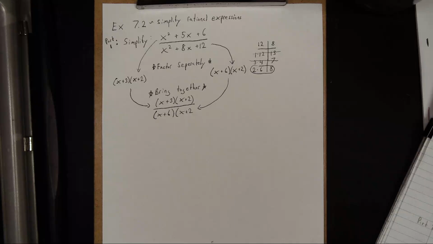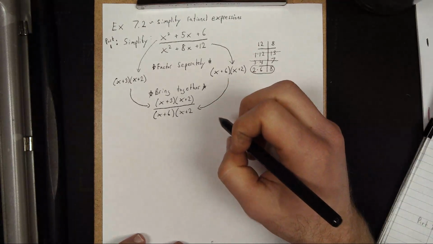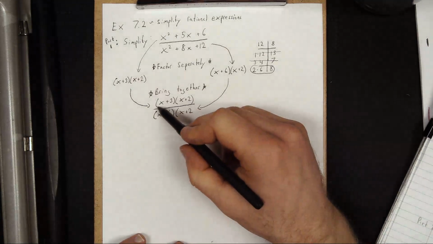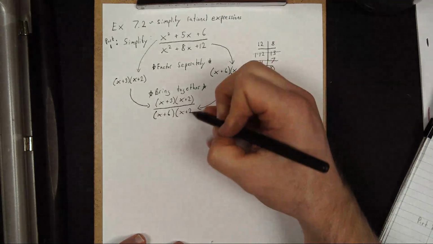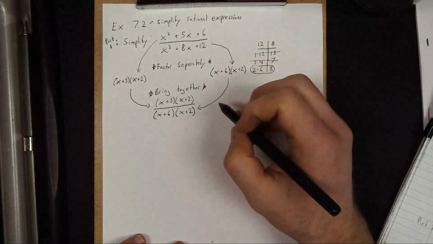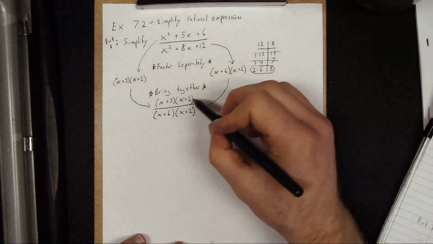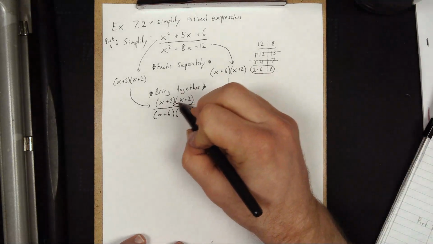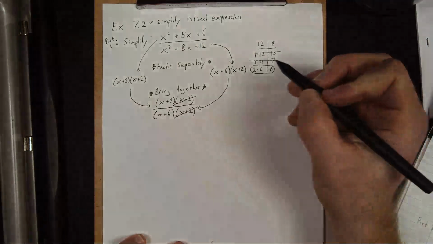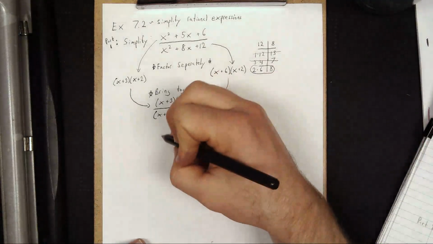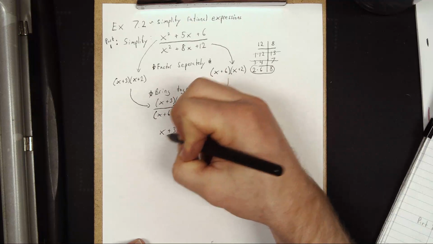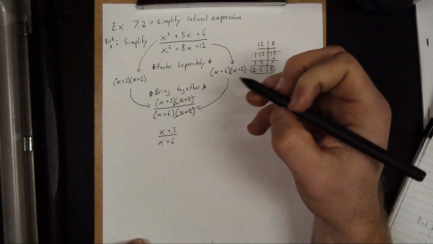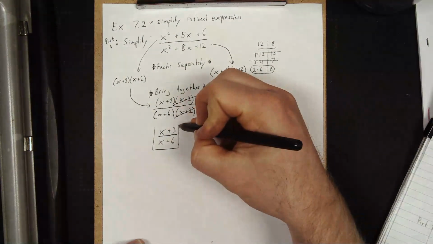All right. Now at this stage, we're going to cancel some things. So we look here, x plus 3. We don't see any x plus 3s on the bottom, so x plus 3 sticks around. But x plus 2, we've got an x plus 2 on the top and an x plus 2 on the bottom. So those can both be canceled. Okay, so what are we left with? x plus 3 over x plus 6. Okay, so that is your answer.